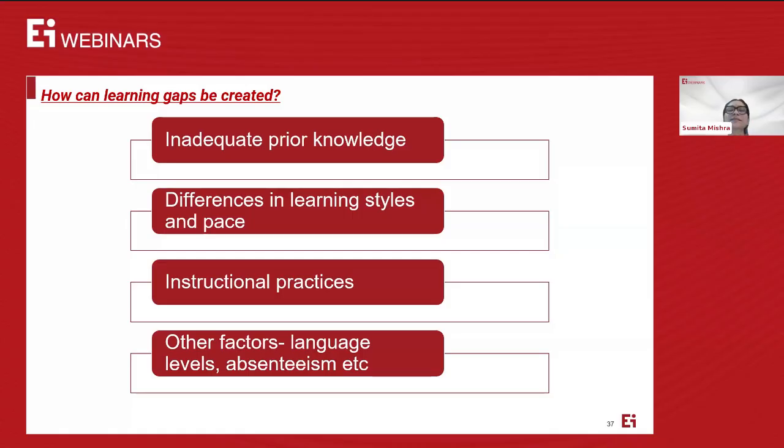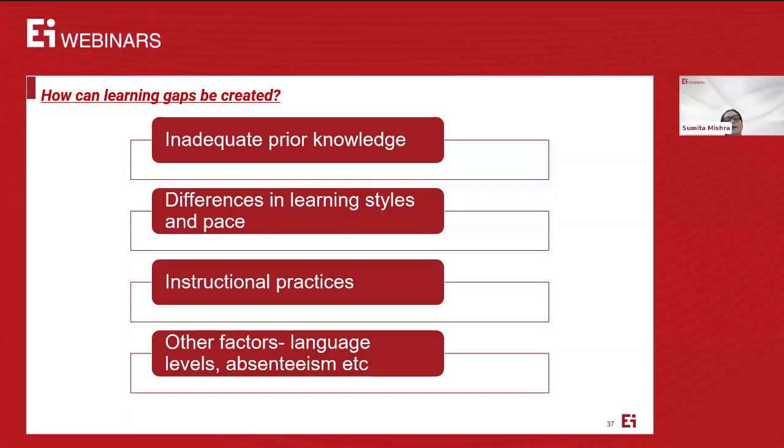Second is differences in learning styles and pace. I think that often a cookie cutter instruction style might not be suitable for all children. Therefore, should the learning style be customized to the learners in your classroom? That's a very valid point to ask, because if that is not the case, it might lead to learning gaps in the classroom. Instructional practices, what kind of instructional practices work with what kind of students? Should project-based learning be more efficient? Should visual-based learning or verbal-based learning be more conducive for your learners? That is something that might also lead to learning gaps if this mismatch is not addressed.